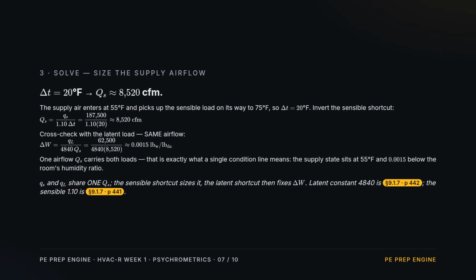Solve Part 2. The airflow. The air warms from 55 to 75, a 20-degree rise, so invert the sensible shortcut. Sensible load over 1.10 times 20 gives about 8,500 CFM. Cross-check the latent load with that same airflow, and you get a humidity ratio drop of about 0.0015. One airflow carries both loads. That is what a single condition line means.